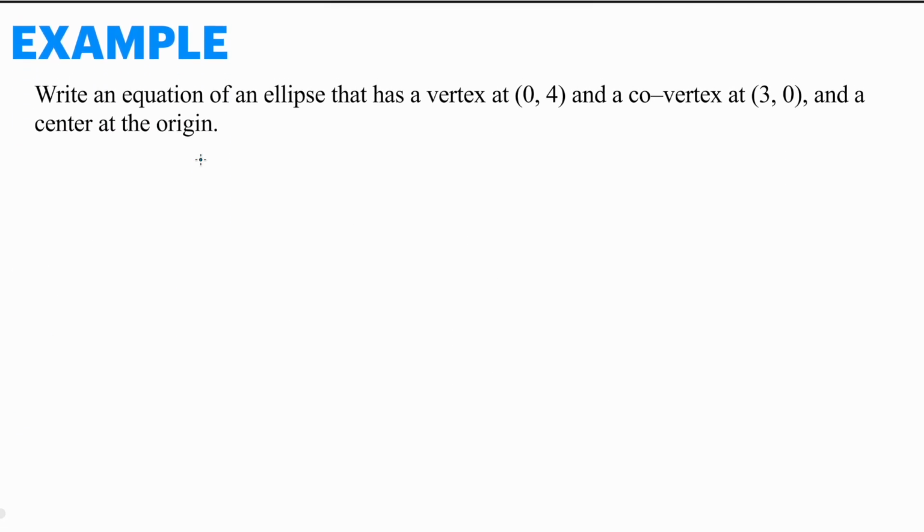So let's try an equation. We want the equation of an ellipse that has a vertex at (0, 4) and a co-vertex at (3, 0), and is centered around the origin. So let's draw this. First, the center is the origin. A vertex is (0, 4), which means the other vertex is (0, negative 4). A co-vertex is (3, 0), which means the other co-vertex is (negative 3, 0).